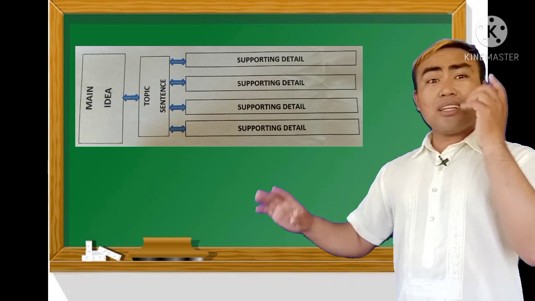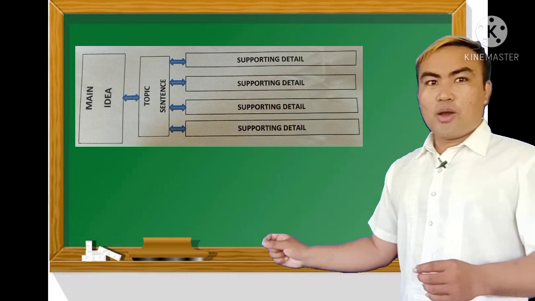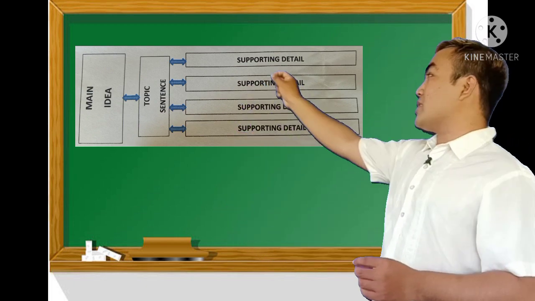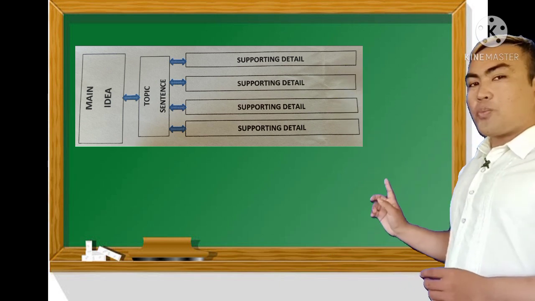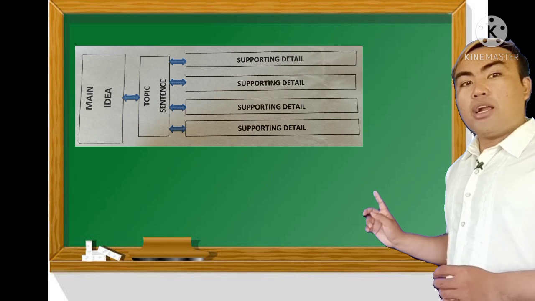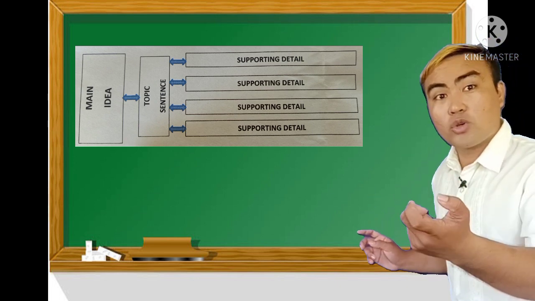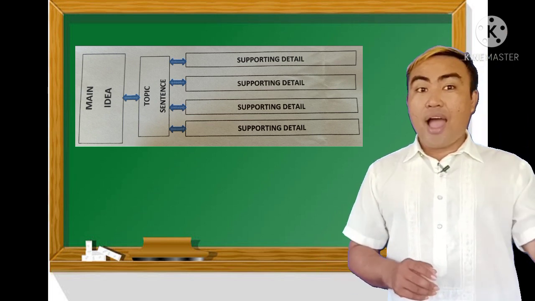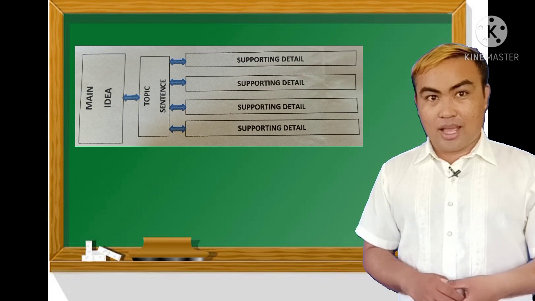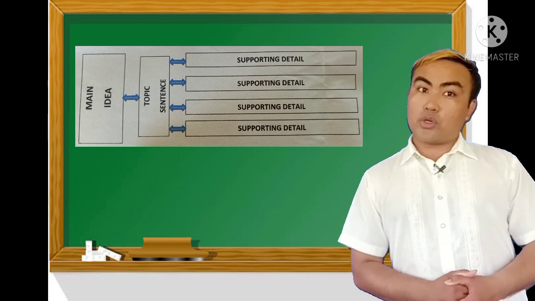Now, the topic sentence is interrelated with the supporting details. These supporting details are the details that prove the topic sentence, and also qualify the value of the main idea. So this is how the structure of the paragraph goes.